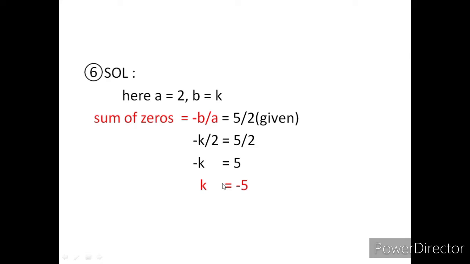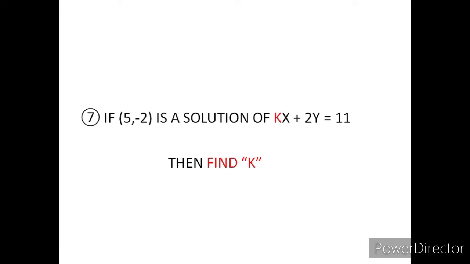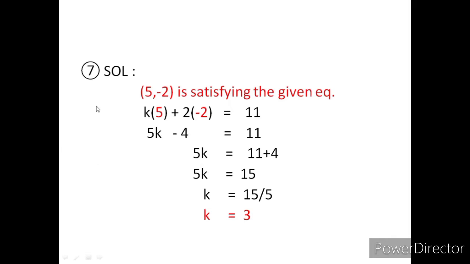Shall we go for another problem? Sure. Now problem number 7. Please stop the video and watch it. Try to solve. Then go for the solution. Here 5 comma minus 2 is a solution. Solution means this 5 comma minus 2 satisfies the given equation. Therefore, I will write 5 in place of x and minus 2 in place of y in the given equation.